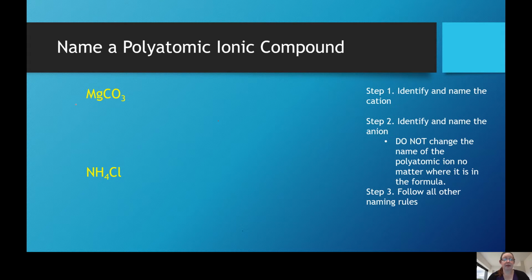Now we have naming a polyatomic ionic compound. So I have a polyatomic anion as my first example and a polyatomic cation as my second example, so I can show you how the naming conventions work with it in either position. Okay. So step one, you're still going to identify and name your cation. Then you're going to identify and name the anion. The exception to this is if your anion is a polyatomic ion, you do not change that name. You leave it exactly as it is on your reference table. And then step three, you just follow all other naming rules.